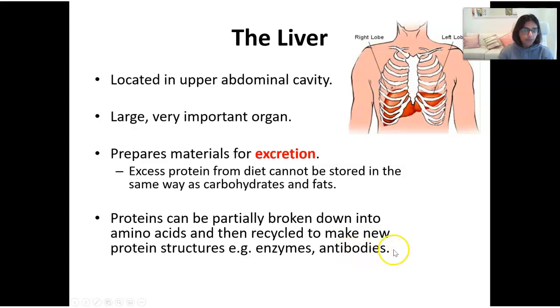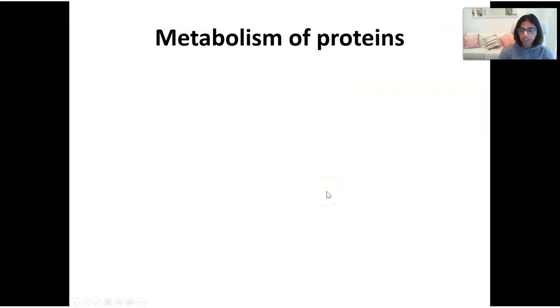So what we know so far is that proteins cannot be stored in the body, but we do know that carbohydrates can be stored as glycogen in the muscles, and a little bit in the liver, and fat can be stored in the body as well. Mostly we see that under the skin as subcutaneous fat. So because we can't store proteins, they have to undergo metabolism.